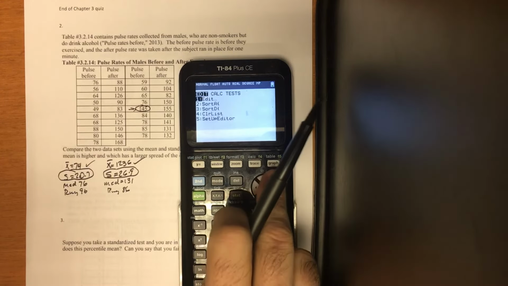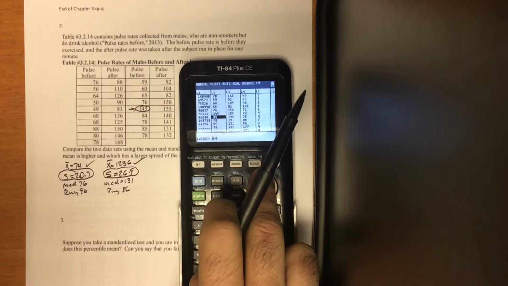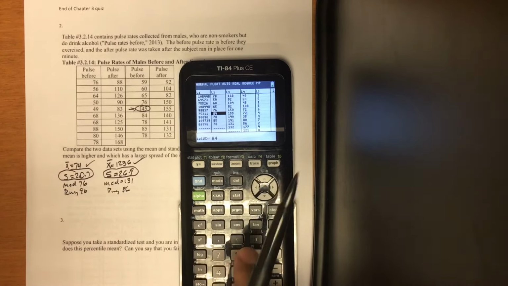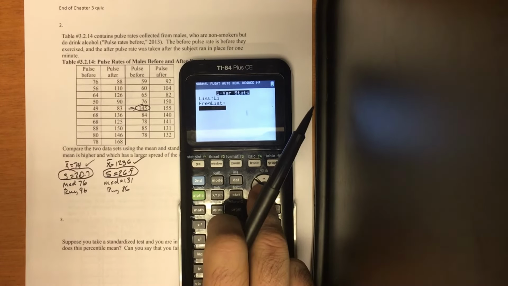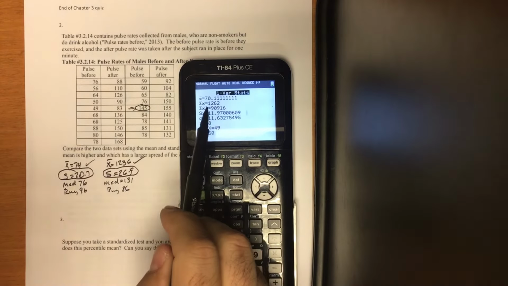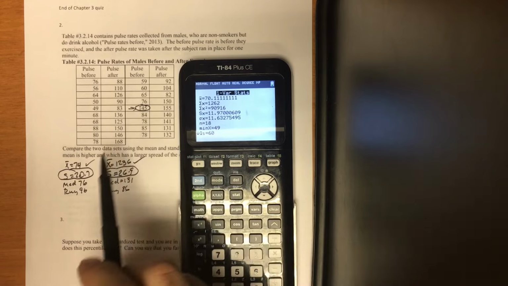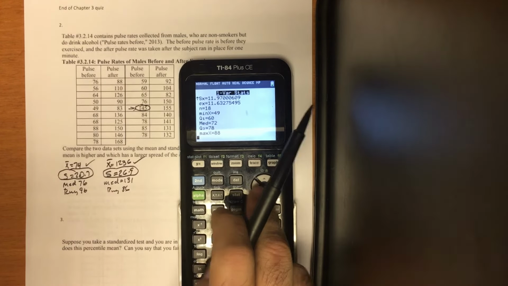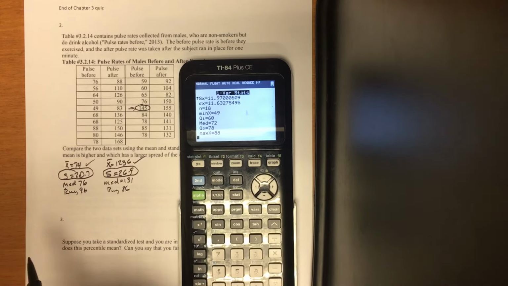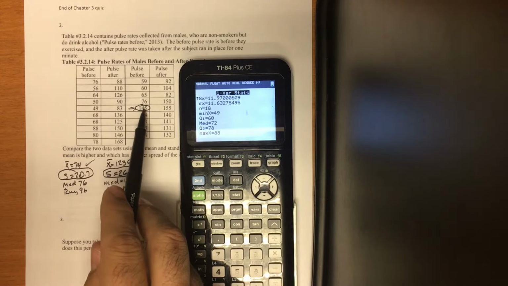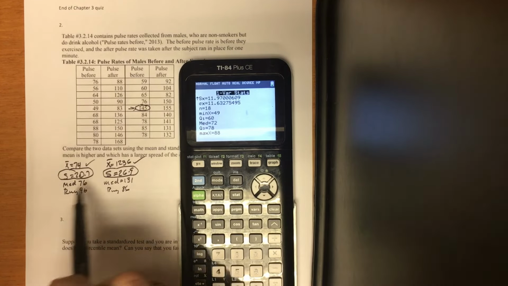In fact, if we go back and we go stat edit, and we remove the outlier here and rerun the numbers, watch what happens. If we now go stat calc 1var stats on list 2, minus the outlier, the average drops to 70, and the standard deviation drops down to 11, and the range is now from 49 to 88, so the range is only 39 points. So that outlier had a significant impact on the differences between these two groups.